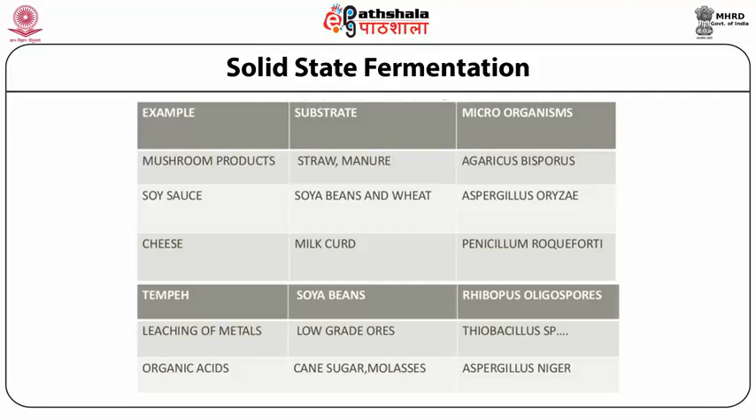For soya sauce, we are using substrate soya beans and beet, and the microorganism used is Aspergillus oryzae. For cheese, we are using substrate milk curd, and the microorganism we are using is Penicillium roqueforti. For leaching of the metal, we are using substrate low grade ores, and Thiobacillus species is used as a microorganism. Organic acid can be produced using this fermentation, for which we are using substrate cane sugar molasses, and the microorganism used is Aspergillus niger.